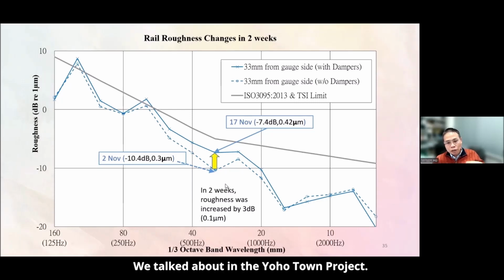We talked about the Eurotime project, where we took two roughness measurements. The first measurement was made after just 2 weeks, because we tried to make a very good, smooth surface. The dotted line is the very good surface. It is 5 or almost 10 dB better than the TSI limit, which is very difficult to achieve. Then we measured 2 weeks later, and we found that the roughness increased.